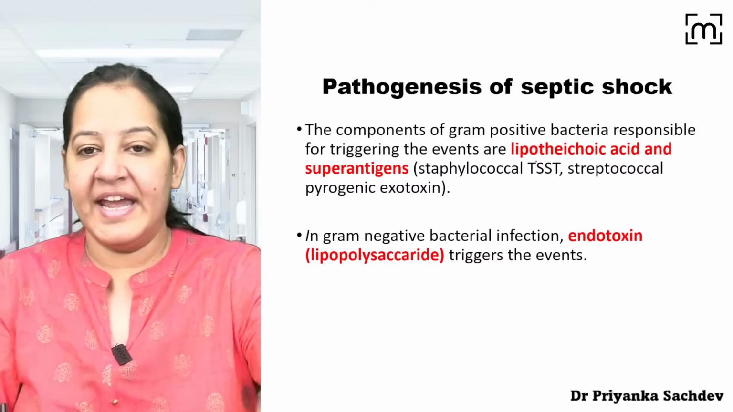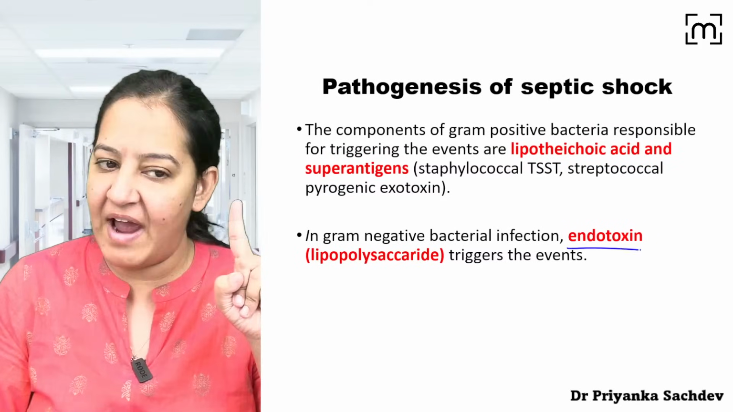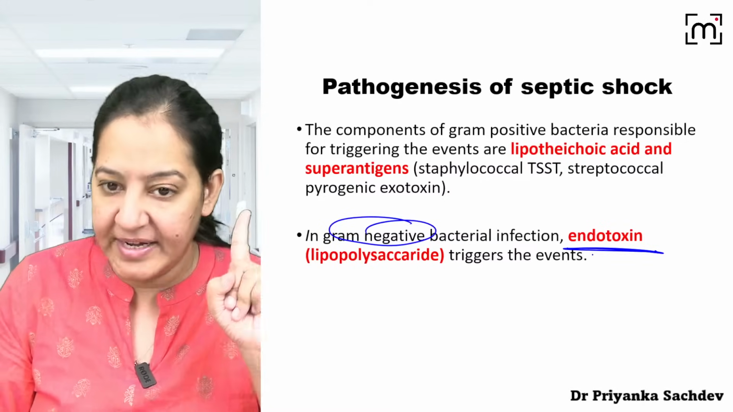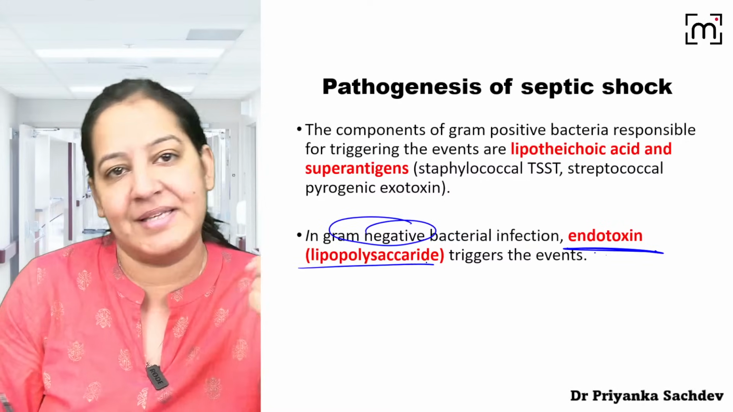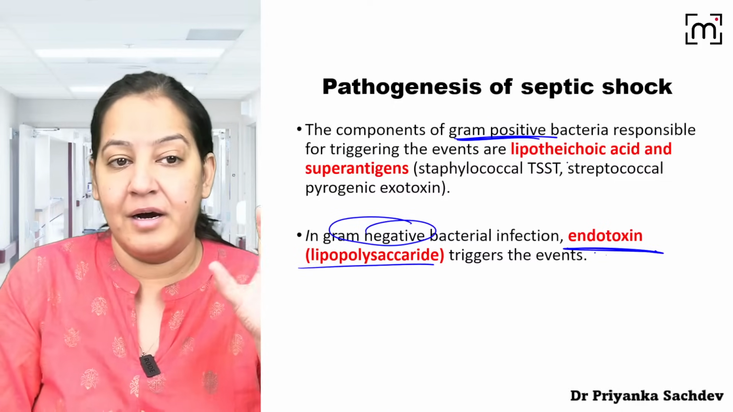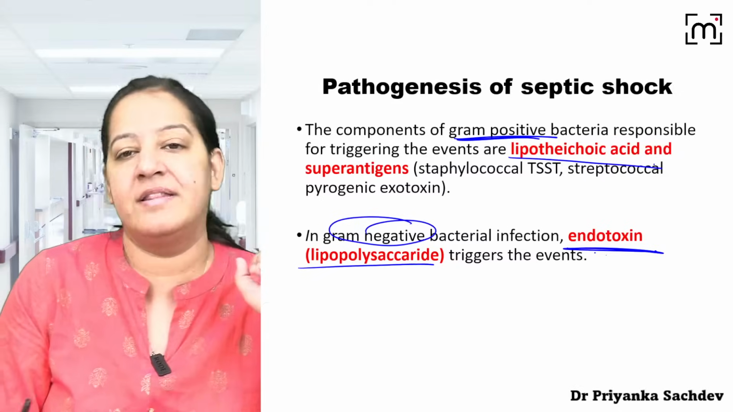The gram-negative bacteria have endotoxin in them. They secrete endotoxin. The endotoxin is lipopolysaccharide. You may be knowing that. And gram-positive bacteria have lipoteichoic acid in their cell wall.